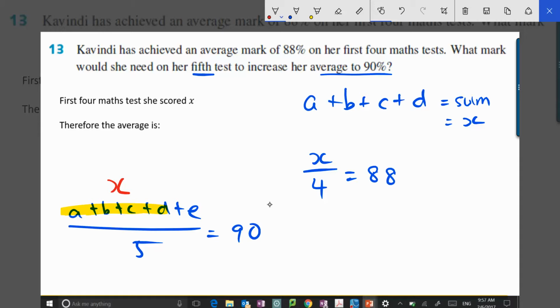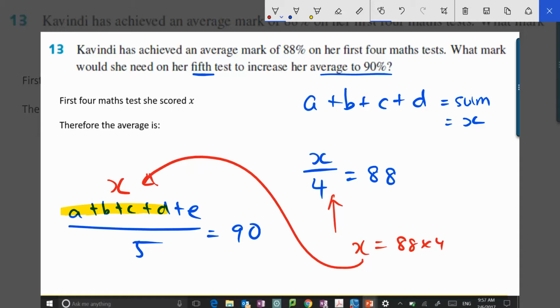And the nice thing is now you've got 2 types of equations. You can rearrange this, and x equals 88 times 4. If you know what x is, that technically tells you this. Then all you have to find is e. That's what the question's asking you to do. See what I'm doing there? So while it sounds hard, it wasn't hard. It sounded hard because you had so many unknowns. But if you think about what the average means, then if you collect them all together, it makes it easier.